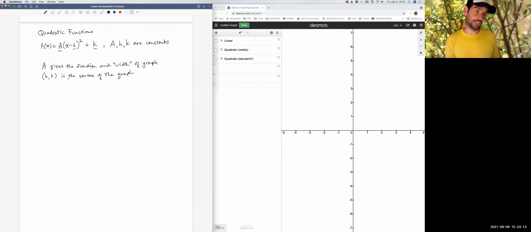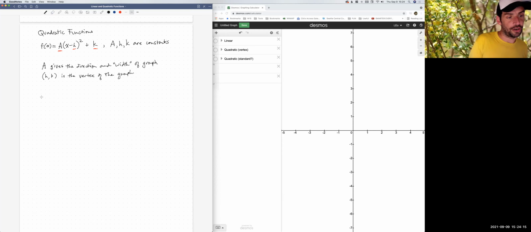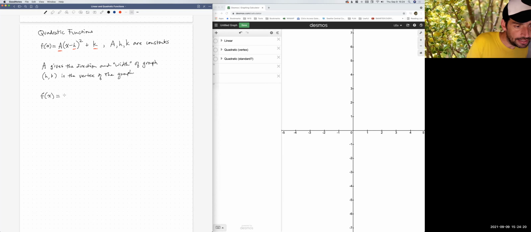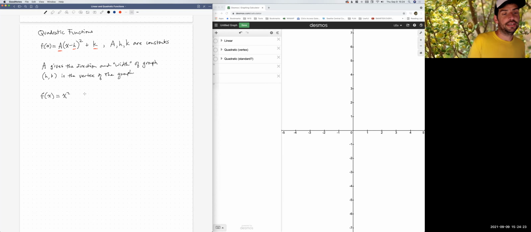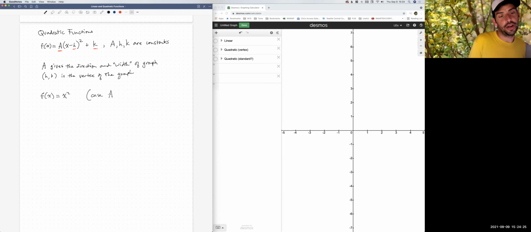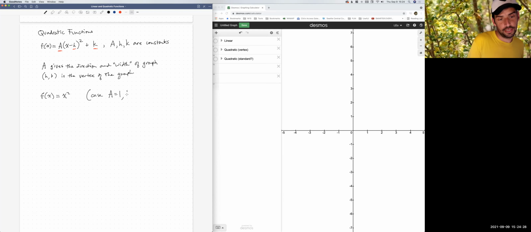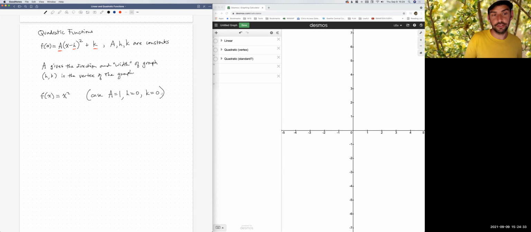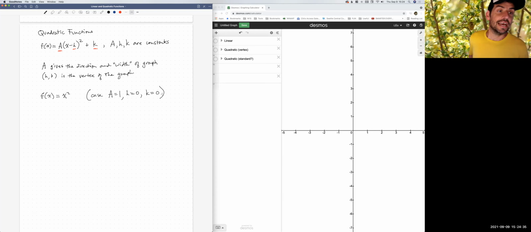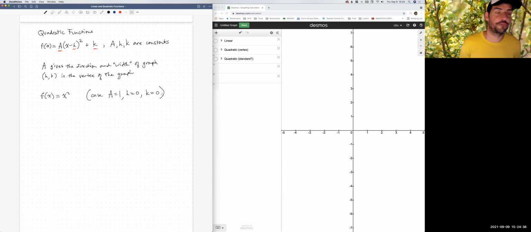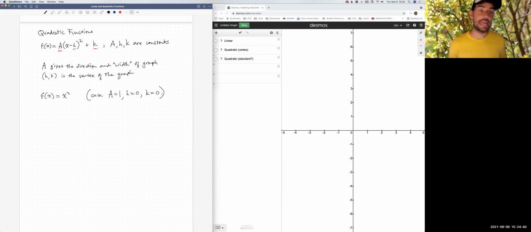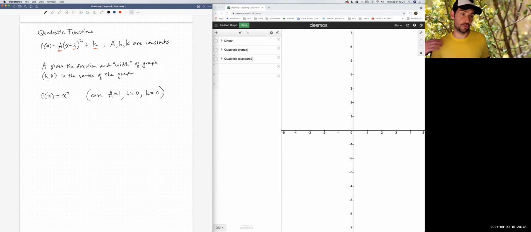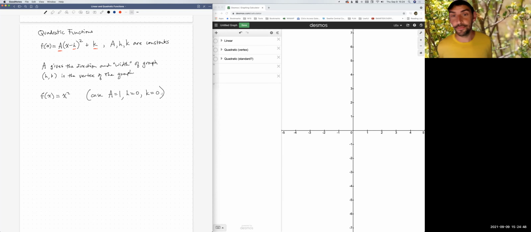Okay, so let's look at a picture of this graph to talk about what those things are. So let's start with f of x equals x squared. This is the case where a equals 1, h equals 0, and k equals 0. So it's kind of our simplest case, right? We need here for a to not be 0. That's the only limit on that constant. If it's 0, we don't really have a quadratic. We'd end up with a horizontal line.